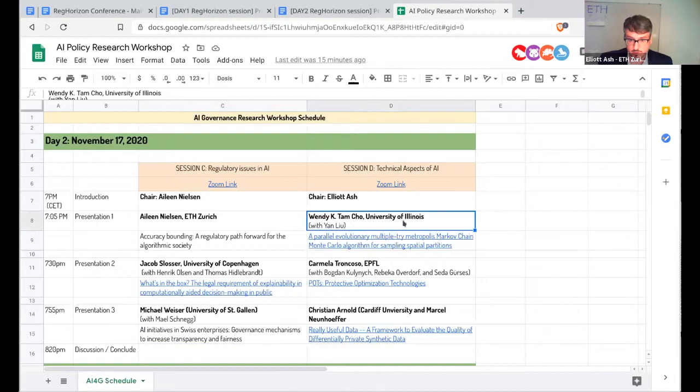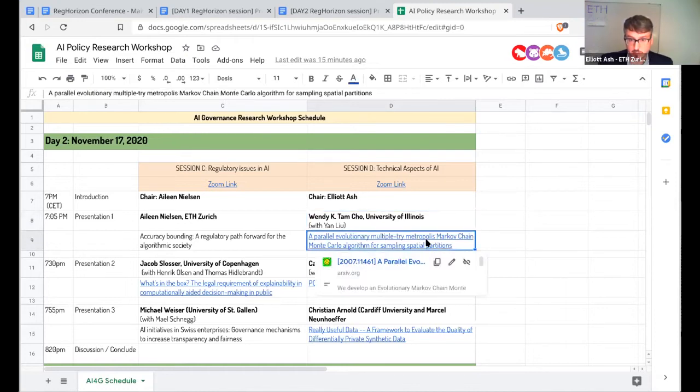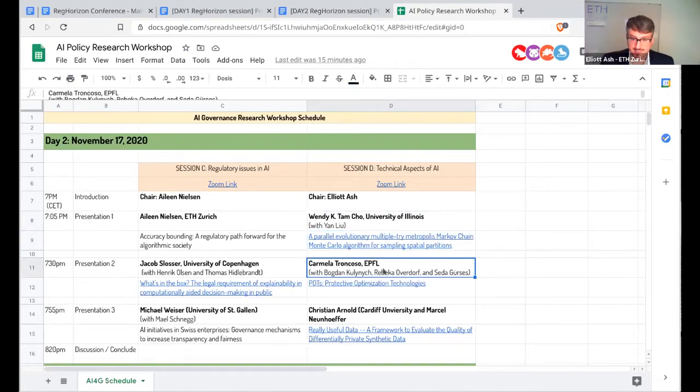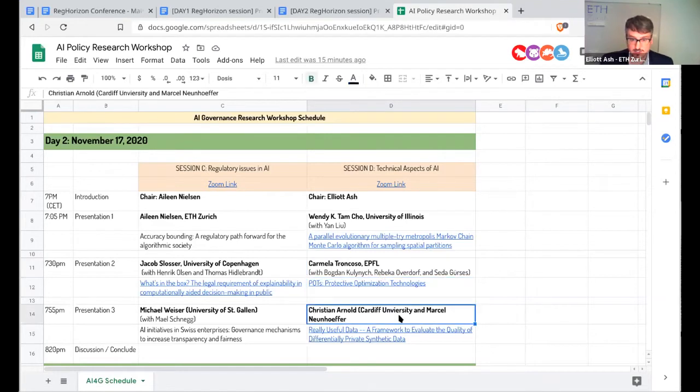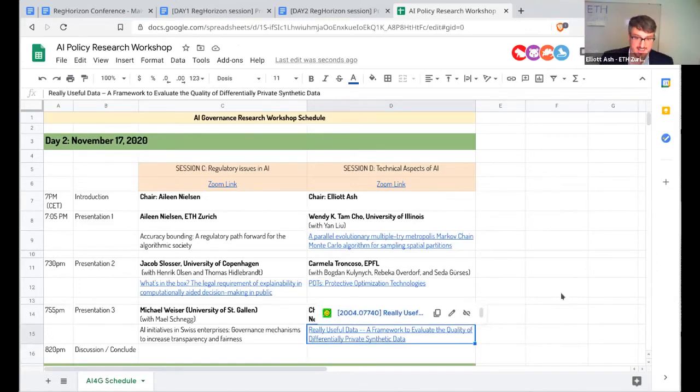The second session, which I'll be chairing, will start with Wendy K. Tam Cho from University of Illinois on a parallel evolutionary multiple tribe metropolis Markov chain Monte Carlo algorithm for sampling spatial partitions. Second, Carmela Troncoso from Lausanne will present POTs, or protective optimization technologies. Third, Christian Arnold from Cardiff University, along with Marcel Neunhoeffer, will present really useful data, a framework to evaluate the quality of differentially private synthetic data.